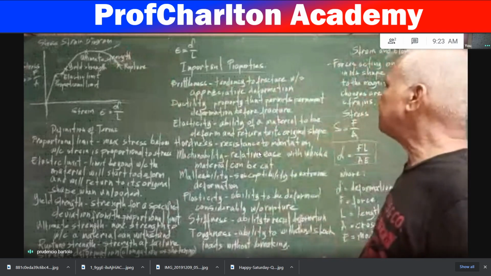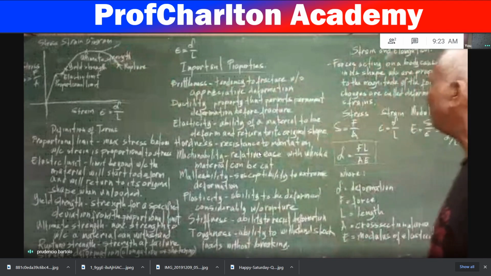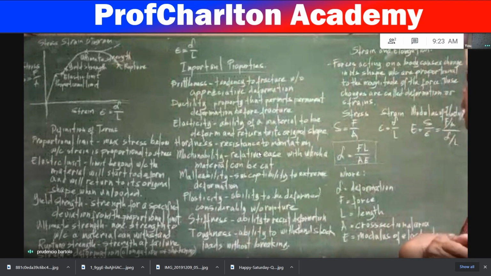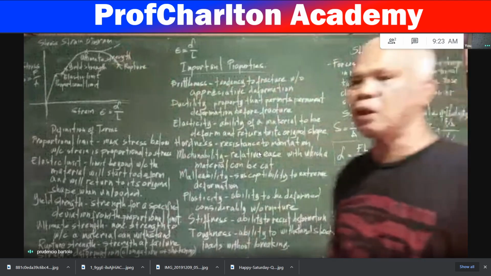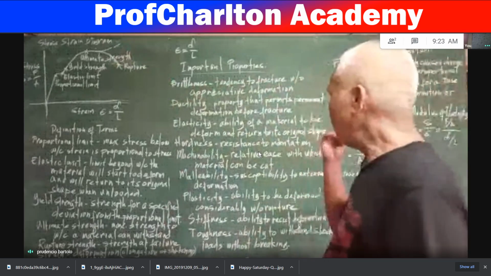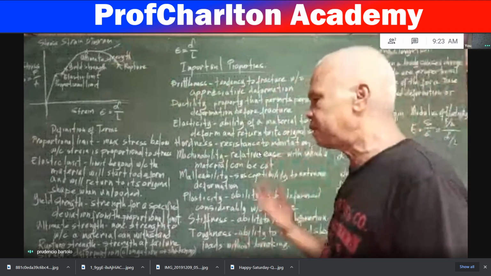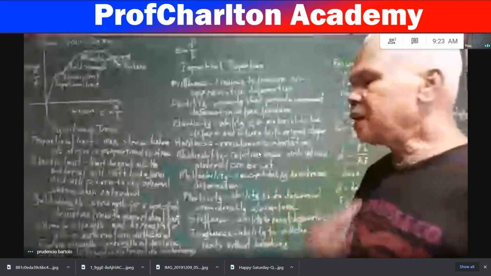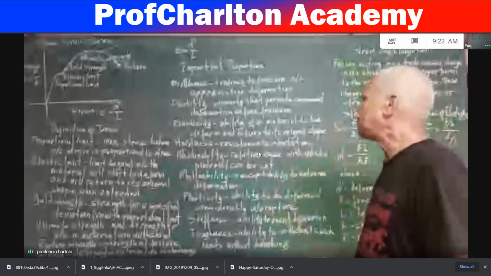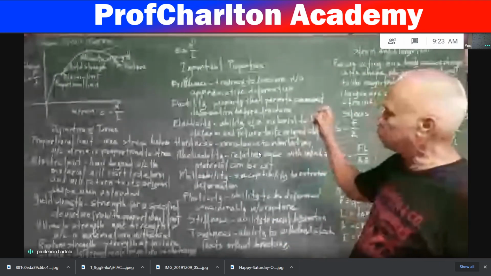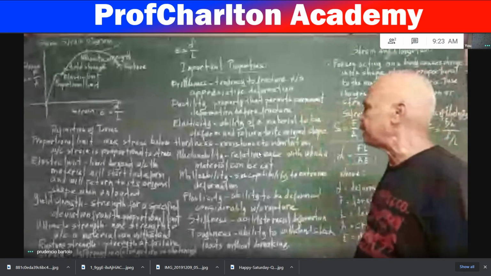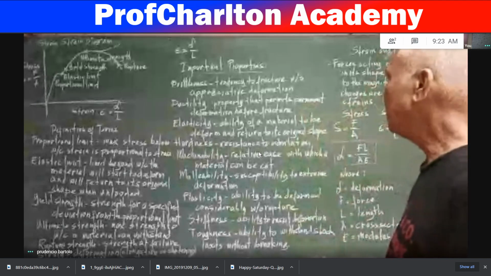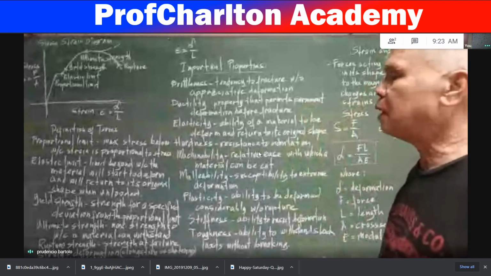Next is elasticity. Elasticity is the ability of a material to be deformed and return to its original shape. So that is a property of the material that when a certain material is subjected to a certain force and deformed, it can still return to its original shape because of that elastic property. Next is the hardness. Hardness is simply the resistance to indentation.